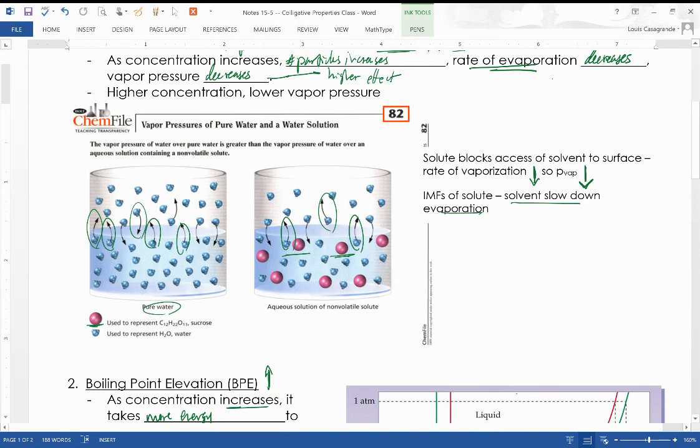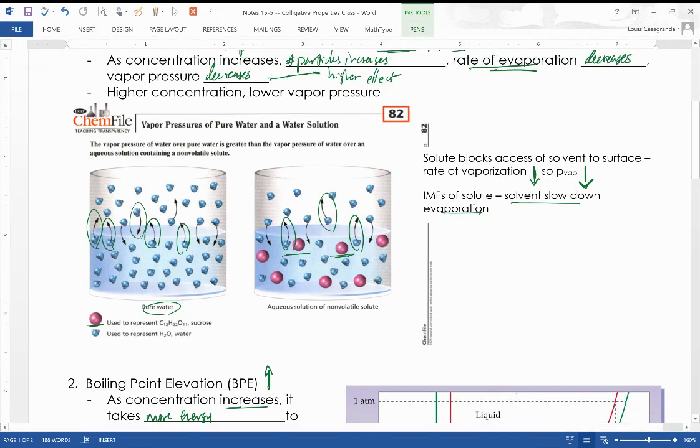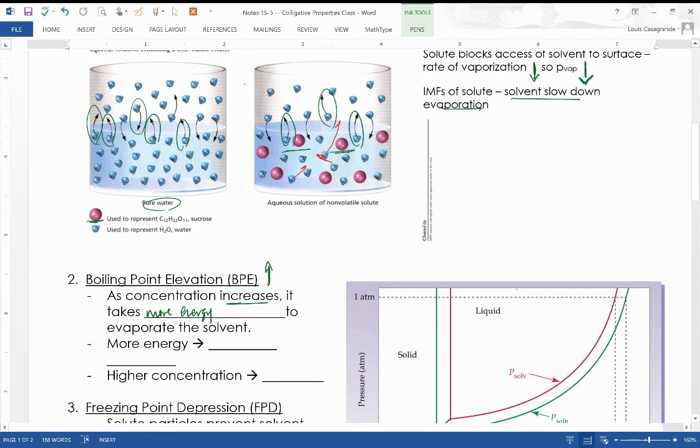So to get more energy in, we're going to need more temperature. So let's use red for that. We're going to have to get these molecules moving faster. And when they move faster, now we can get past that solute particle, and we can get that rate of evaporation to go up again. Okay, so more energy, higher temperature, more energy. This is something that's important. It's higher temperature.